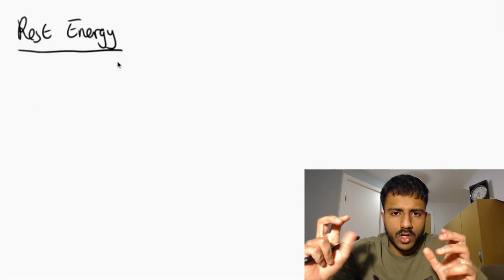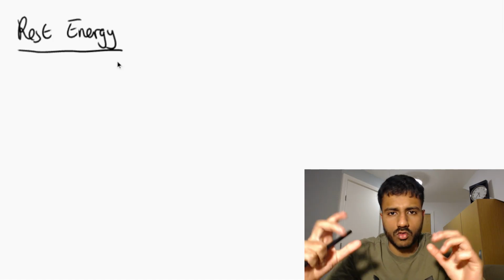Today we're going to be looking at two processes, one called annihilation and the other called pair production. Essentially, these are basically the opposite of each other, and these occur based on how matter interacts with its own antimatter. Now, before we go on, I'm going to introduce you to the concept of rest energy.